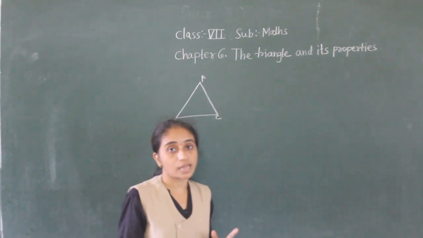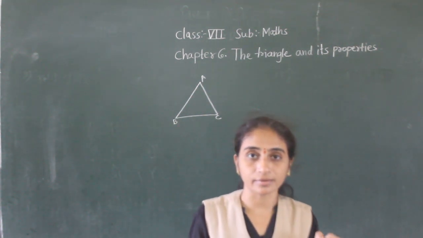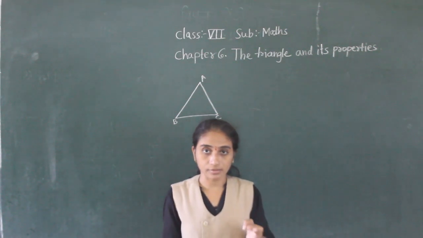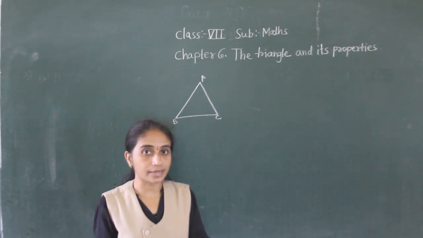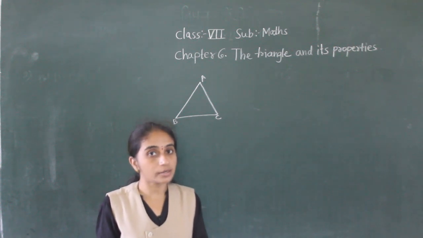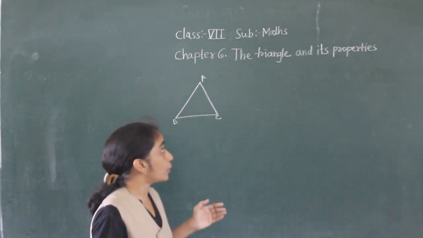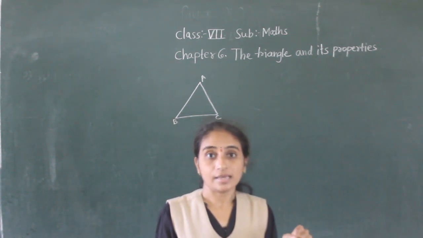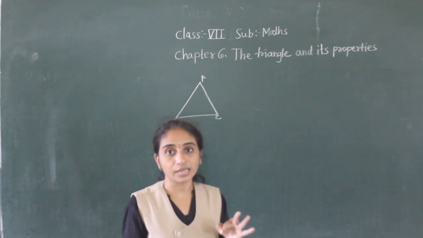Now you have learned the types of triangles also. Types of triangles: acute angle triangle, right angle triangle and obtuse angle triangle. This is according to their angles. And the triangles according to sides? According to sides, which are the triangles? Scalene triangle, isosceles triangle and equilateral triangle.